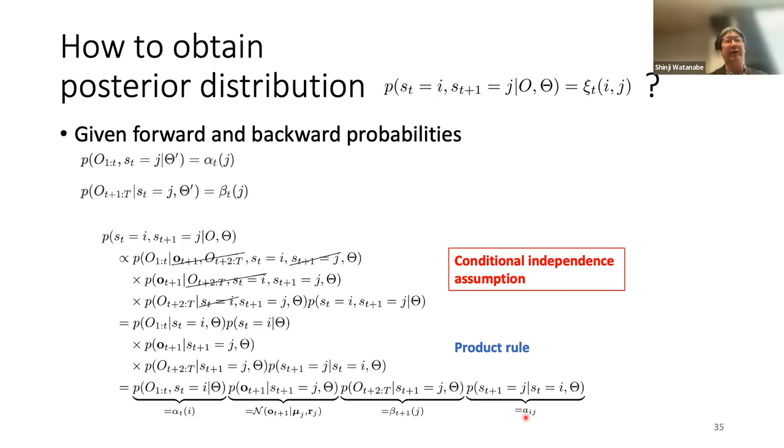That's the state transition probability that we introduced. We first provide the interpretation of this one. This is actually computed by the forward probability, backward probability, the Gaussian, and the state transition probability. So by doing that, the problem becomes how to solve the forward and backward probability. So now we have a relationship between the posterior distribution and them.